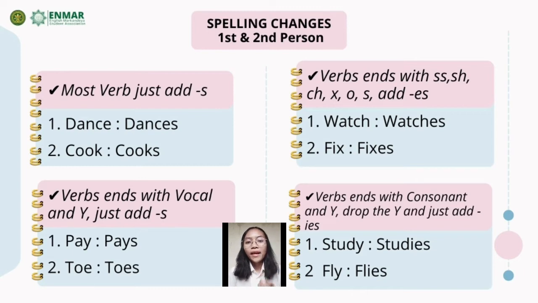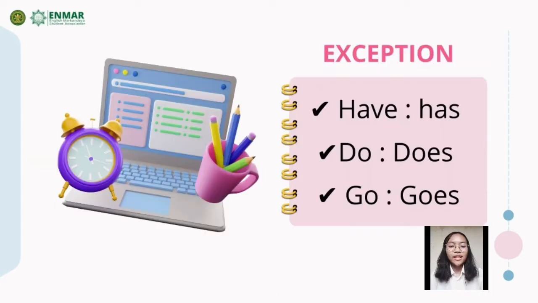About verbs ending with s, sh, ch, x, or o, add es. Namely, watch becomes watches, fix becomes fixes. About verbs ending with a consonant and y, drop the y and add ies. Namely, study becomes studies, fly becomes flies. Exception: have becomes has, do becomes does, and go becomes goes.